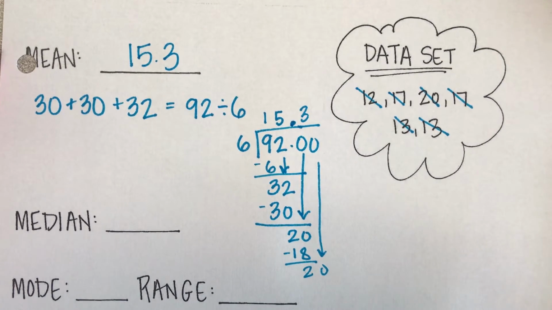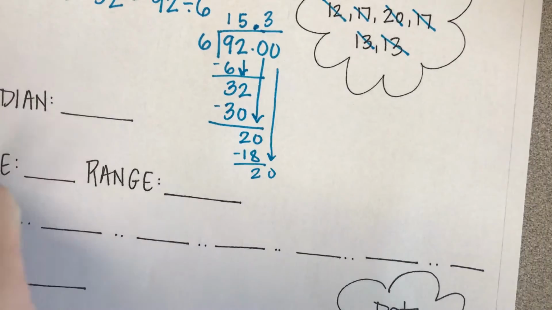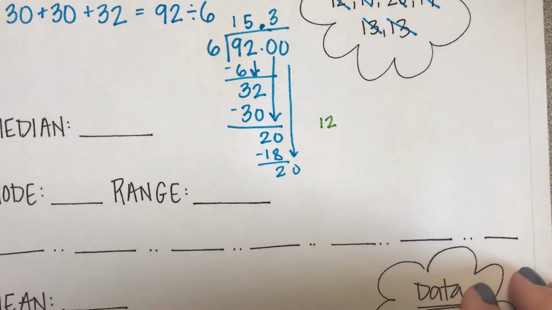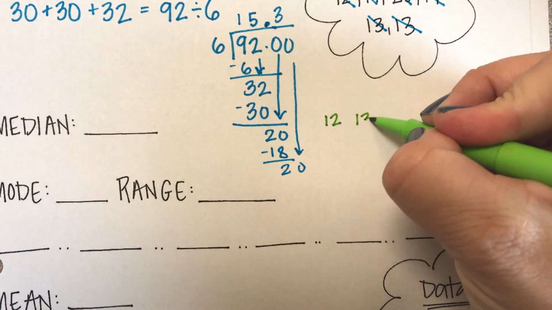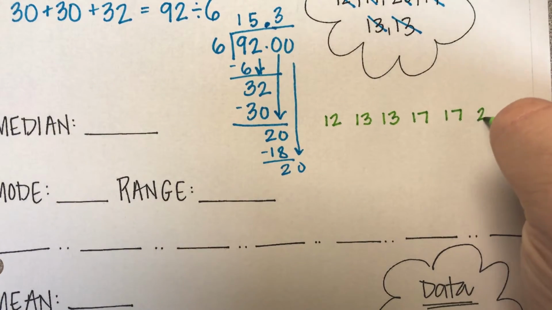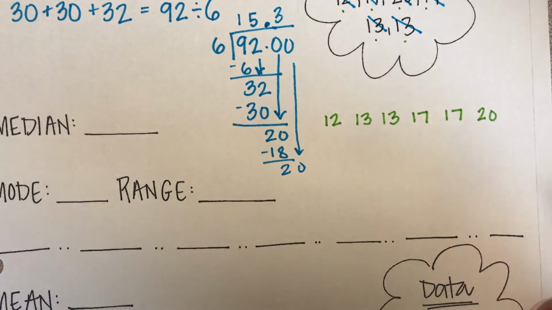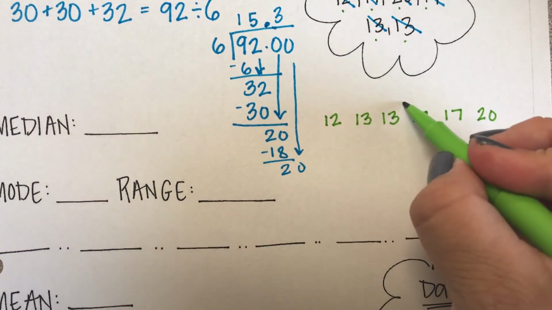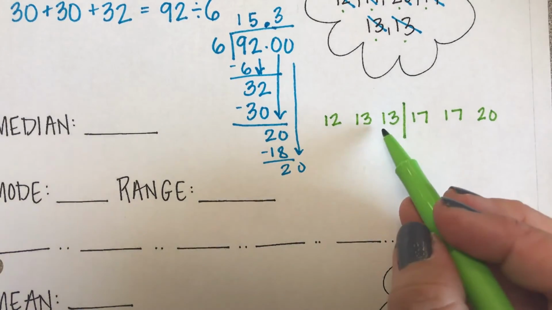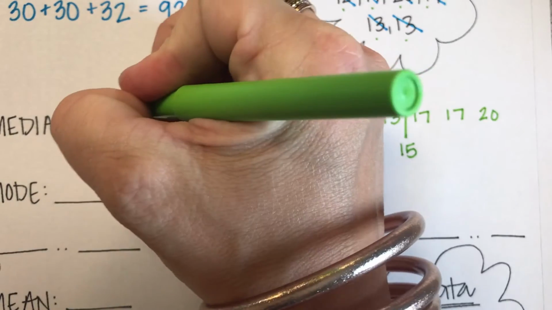Okay, and then on the median, the first thing we have to do is put our numbers in order. So I'll make my list over here. I have 12, and then 13, 13, 17, 17, 20. I should have 1, 2, 3, 4, 5, 6 numbers, which I do. So 1, 2, 3, 1, 2, 3. So what number would come in between 13 and 17? 15.